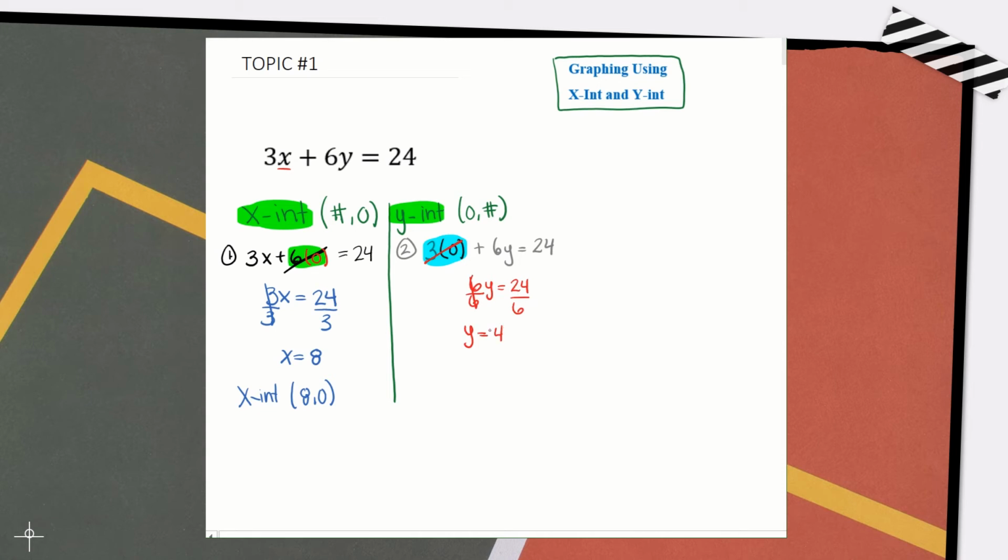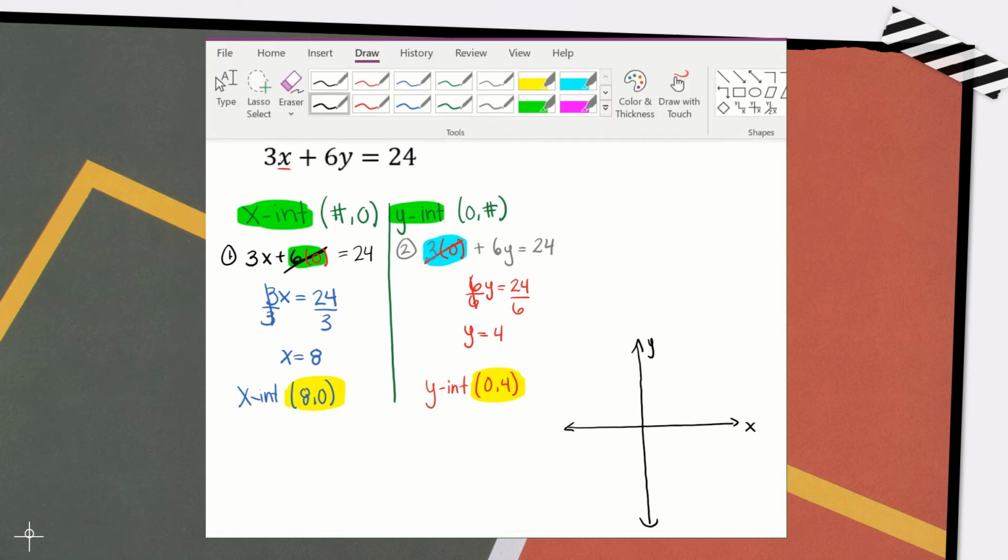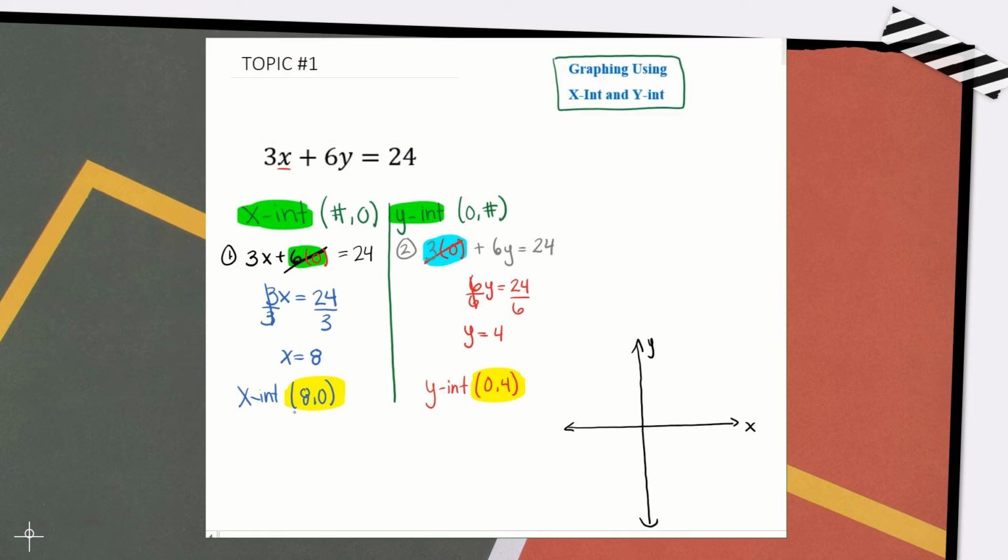Divide both sides by 6, and you get that y is 4. So that means that the y-intercept is going to be 0 for the x-coordinate and our number, which was 4 in this situation. So we have our two intercepts here, the x- and the y-intercept, which is going to give us two different points on our graph. And that's going to be sufficient information to graph our linear equation here.